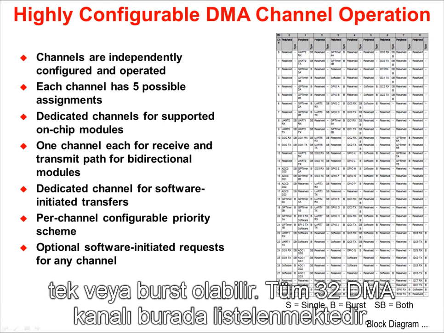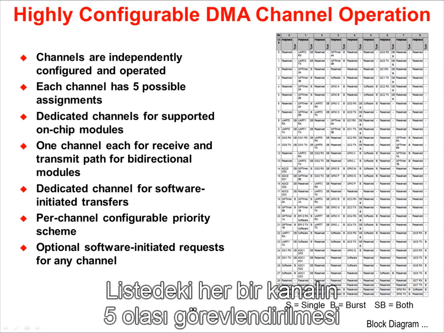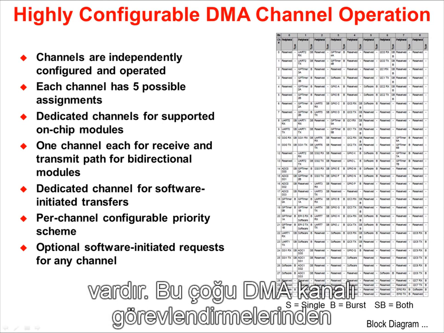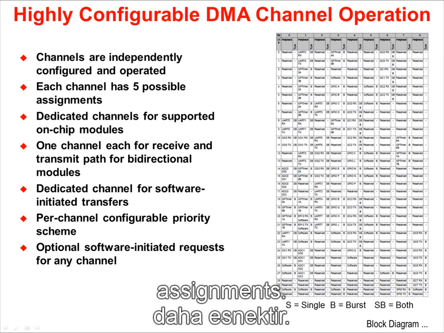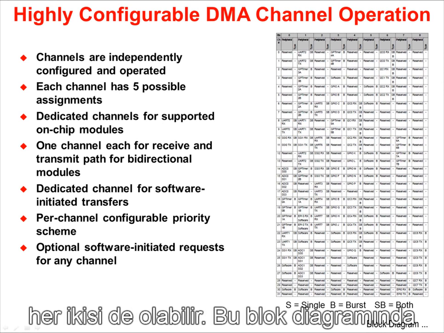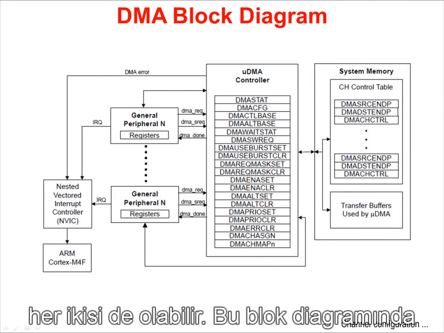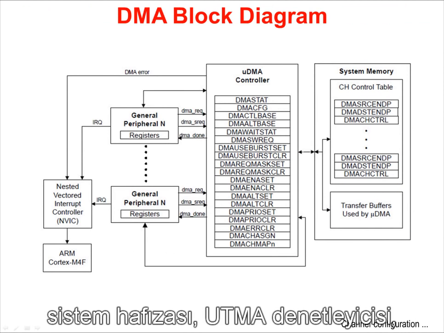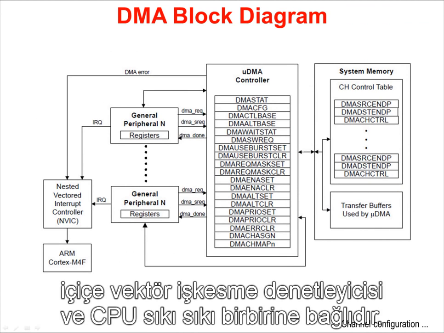All 32 DMA channels are listed here. Each channel in the list has 5 possible assignments that can be made to it. This is significantly more flexible than most DMA channel assignments. Note the type of transfers can be single, burst, or both. In this block diagram, note the tight connection between system memory, the UDMA controller, and the nested vectored interrupt controller and the CPU.